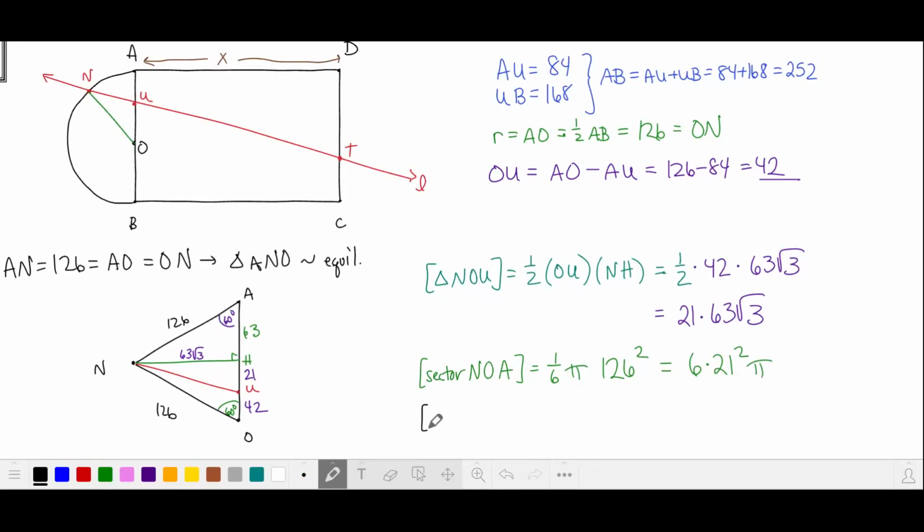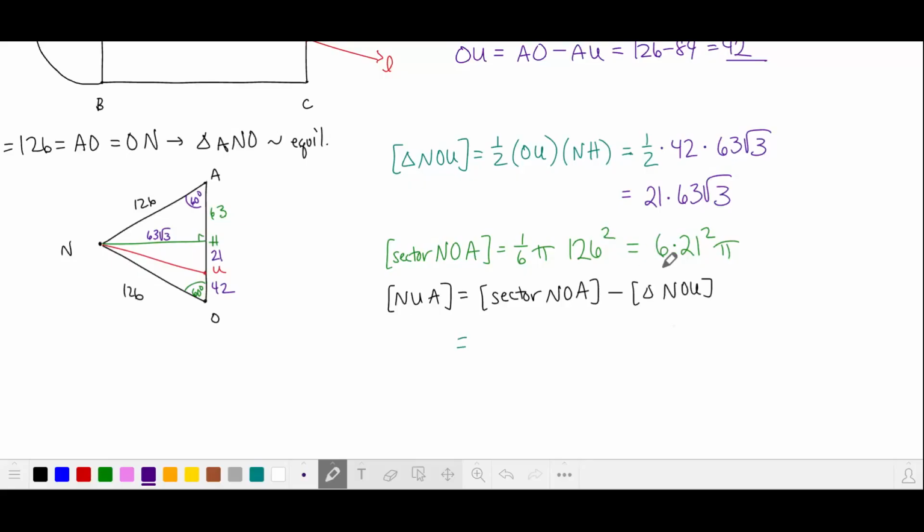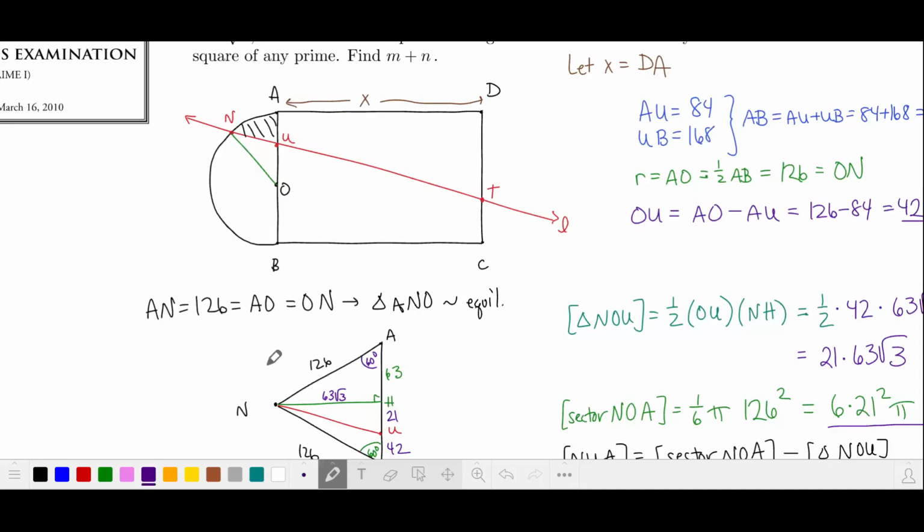Now we're going to find the area of this shape up top here, NUA. We'll do that by using the area of sector NOA and then subtracting the area of triangle NOU. We'll plug these both in, and we'll go ahead and factor out 3 times 21 squared from both of these terms, leaving 2 pi minus √3 inside of the parentheses. Now we want to find the area of this remaining region inside of the rectangle above line L.